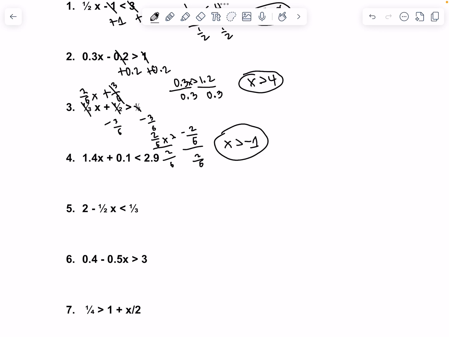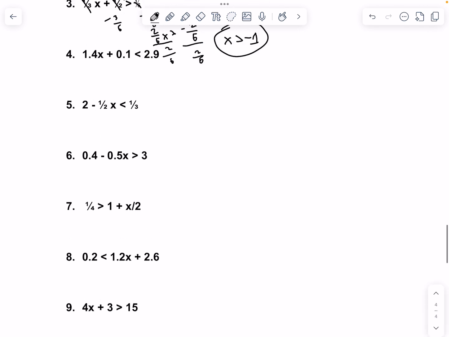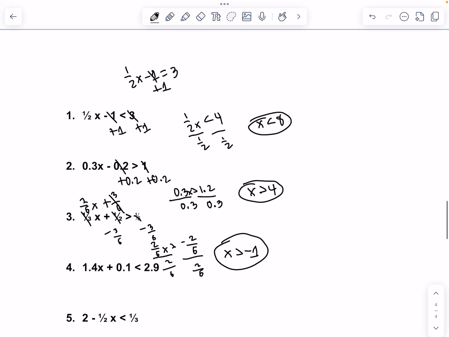And the rest of these problems can be homework. Just follow the same steps as done in the first 3 problems.